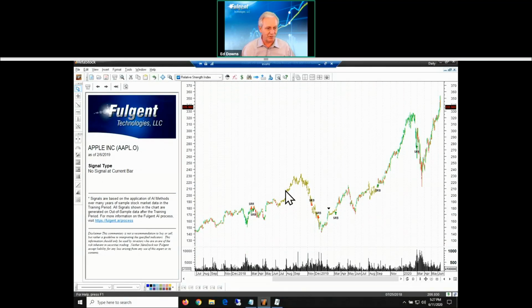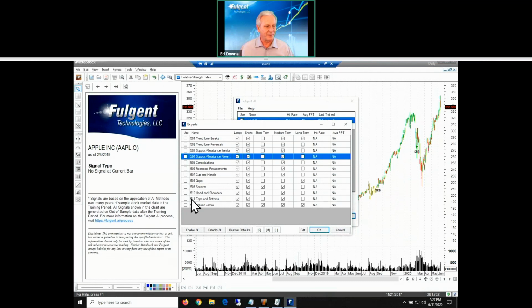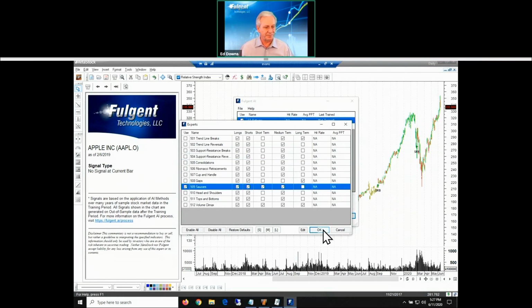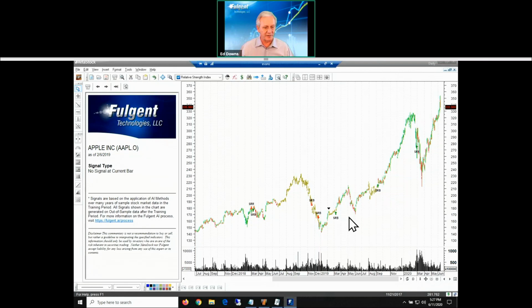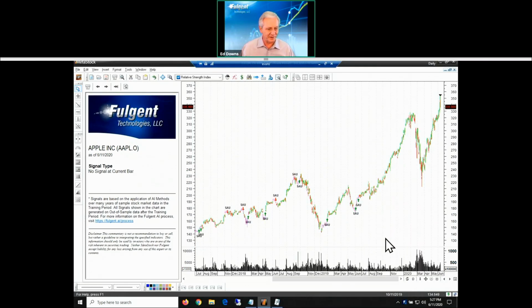Let's go back to our Apple chart and look at going back into Fulgent AI, and we're going to turn off support resistance. The only reason I'm turning them off is I don't want to gum up the chart with a bunch of patterns. We're focusing on one. So let's get down to saucers here and turn it on, close, and refresh. All right, give me some saucer magic. I mean, just look at this.